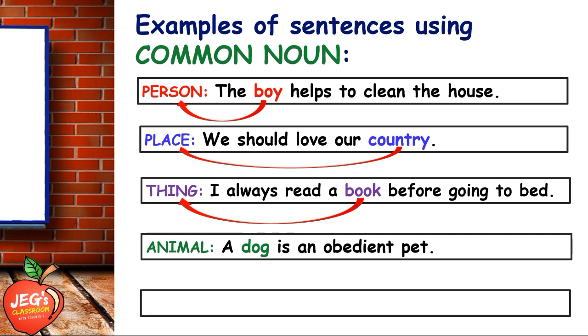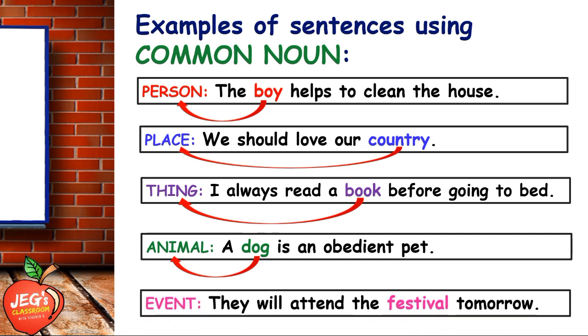Number 4. A dog is an obedient pet. Remember that a dog is an animal, and it is a common noun. And number 5, they will attend the festival tomorrow. The word festival is a common noun, and it is an event. Take a look that the letters B, C, B, D, and F in the words boy, country, book, dog, and festival were written in small letters because these are all common nouns.